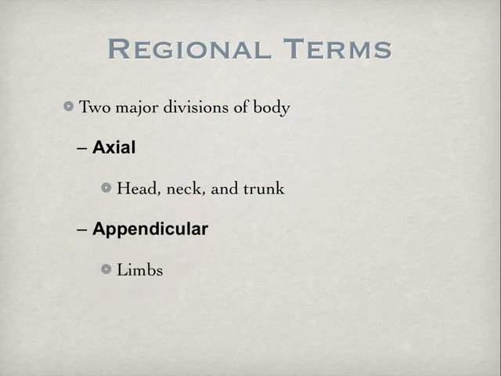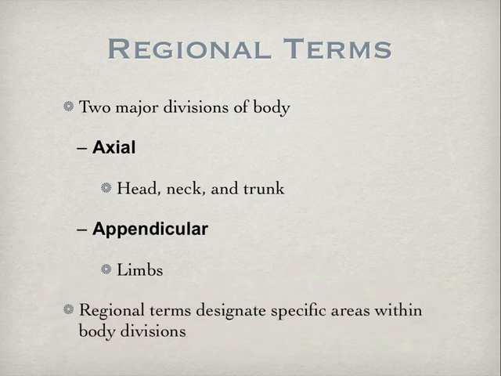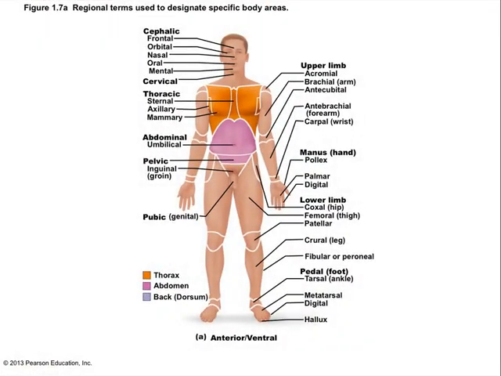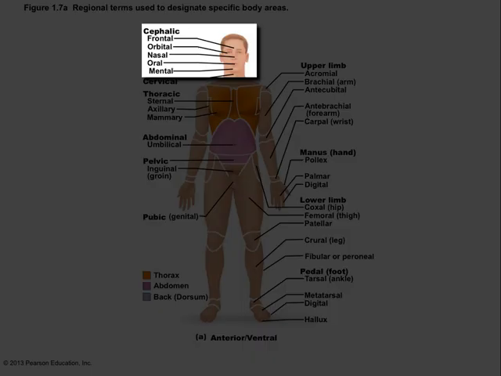Regional terms help us to discuss particular areas of the body. And as we look at the next page, we'll see some of the major regions of the body. Let's start at the head and work our way down toward the feet. Actually, what I'm going to do is work my way down the left side of this page and then down the right side. Cephalic refers to head. In the cephalic region, we have frontal, that's the forehead.